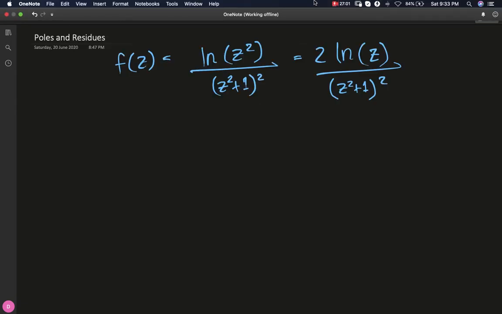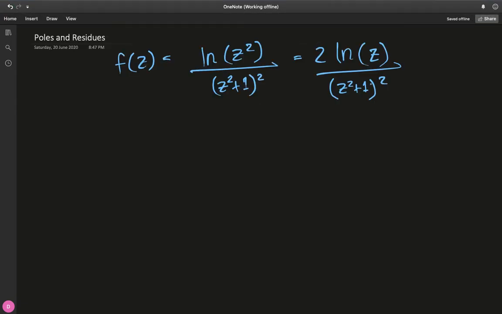So now f of z has a structure like this, and we can just bring the power down. For calculating residues, having a natural log of z squared is harder to work with than 2 times natural log of z. So we just bring the 2 down. And notice that the poles are basically values where the denominator goes to 0. So z squared plus 1 should equal 0, and that equals 0 when z is plus or minus I.